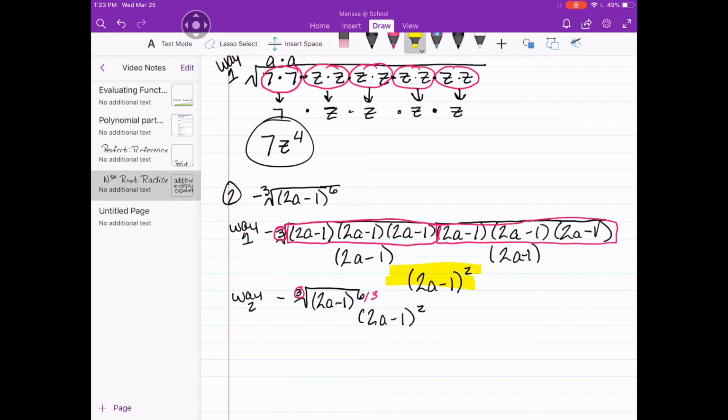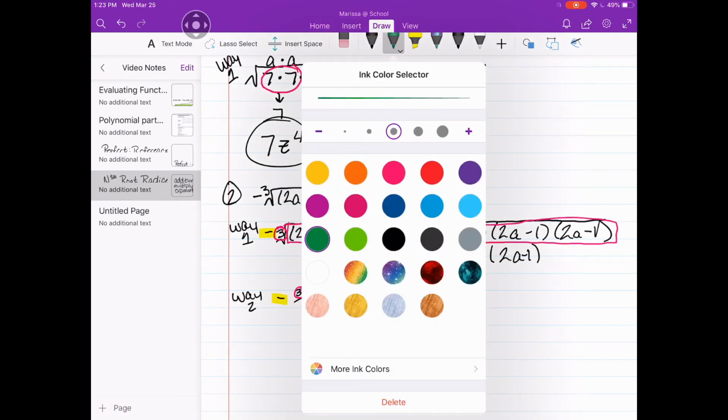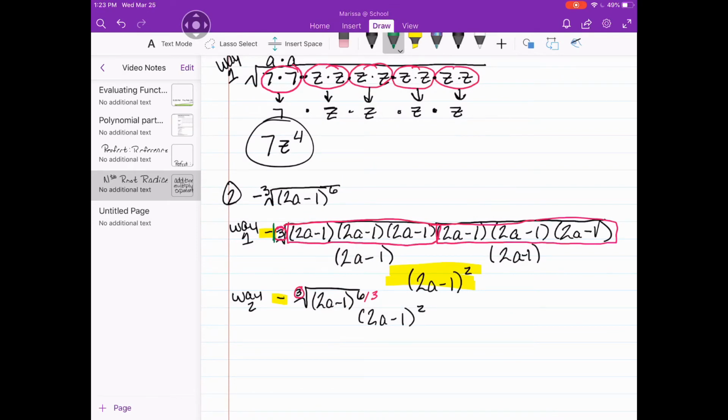Now, notice I forgot something. There is a negative on the outside here. So I'm saying basically negative 1. And I'll use a different color so that you can see it. So I'm basically saying negative 1 times whatever is on this part. So this root acts as a set of parentheses. So I've still got this negative that I'm going to keep on the outside. And that would be my final answer.